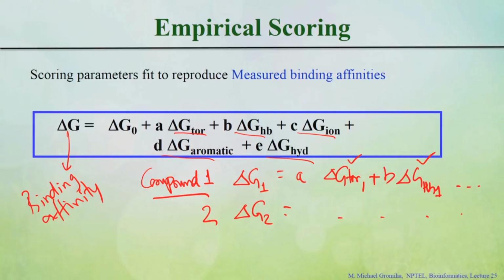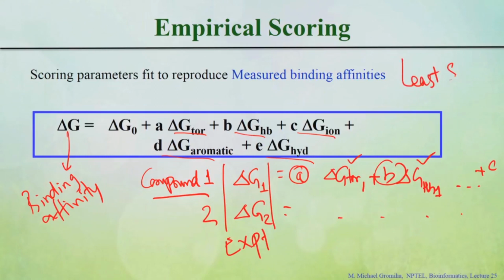So, what is the variable here, and what is the constant here? The coefficients are common, for example A, B, plus a constant, which we do not know. Here we know the delta G, which is experimentally known. Now fit these equations. For example, if we have 100 compounds, you will get 100 equations. Then how to fit these equations? Using the principle of least squares you can do it.